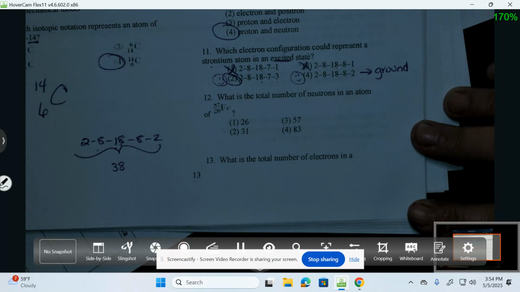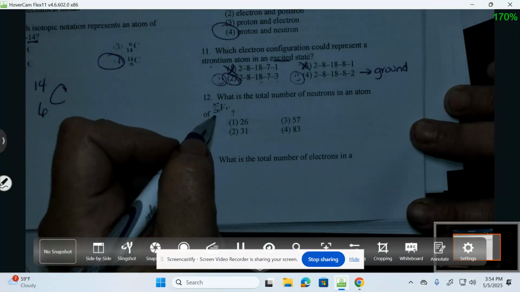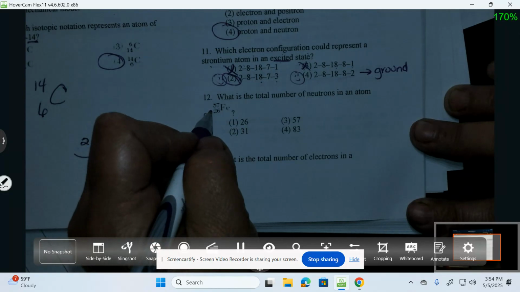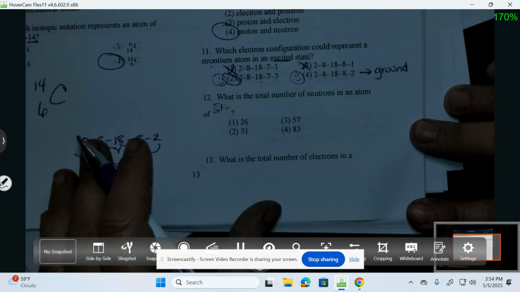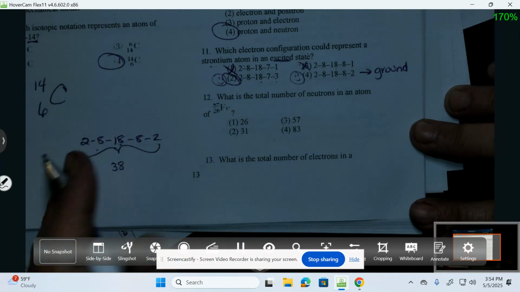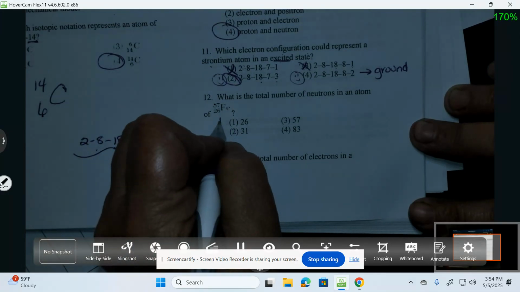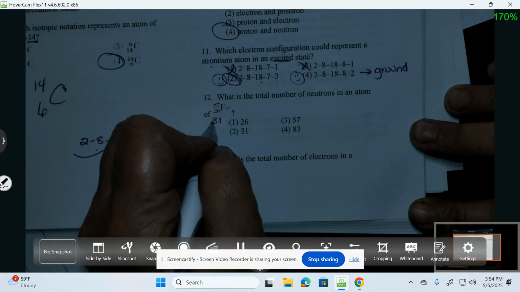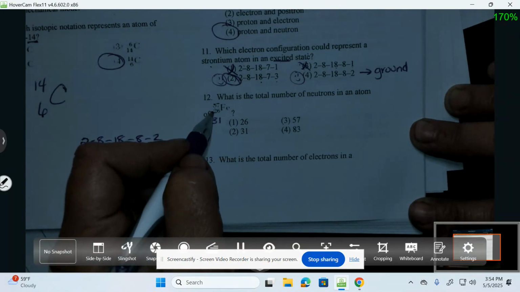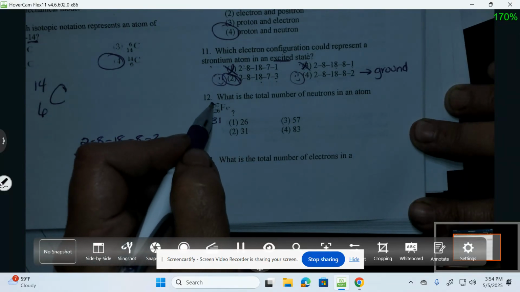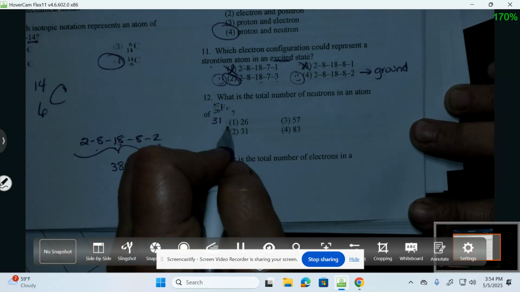Alright, 12. What is the total number of neutrons in an atom of iron 57? How do you find neutrons? Subtraction. 57 minus 26, as long as that's really a 57. I'm going to go with it is. So let's go 1 and 3, 31. 57, 5 minus 2 is 3, 7 minus 6 is 1. Yay.